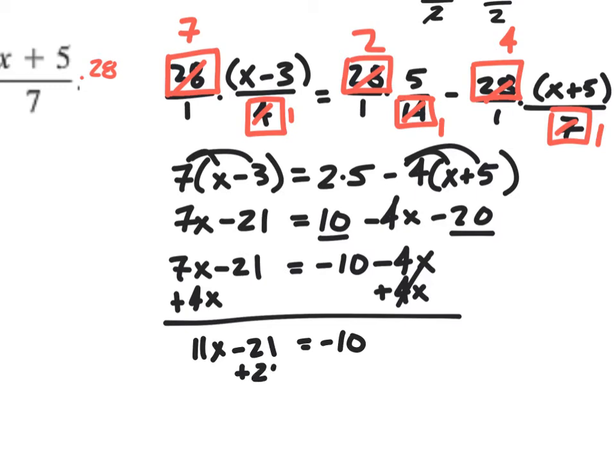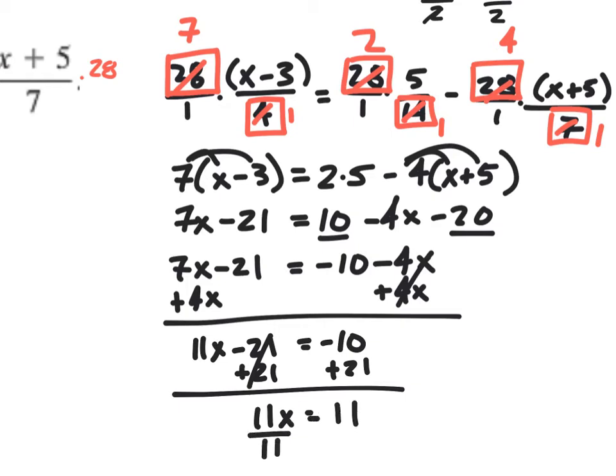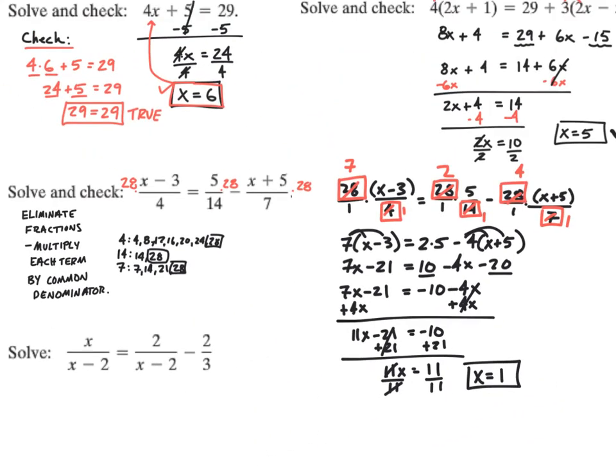I'm going to add 21 to both sides. Those are going to cancel out, and I've got 11x is going to equal positive 11. I'm going to divide by 11 on both sides, and that's going to give me that x is equal to 1. 11 divided by 11 is 1. Okay, and so that's it. That's all I'm doing, all right?